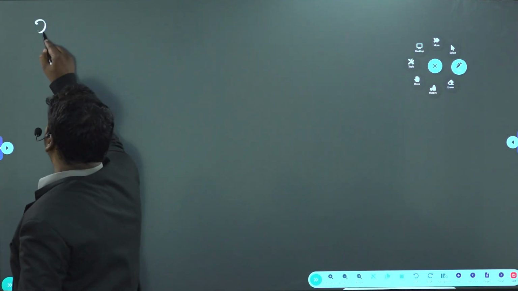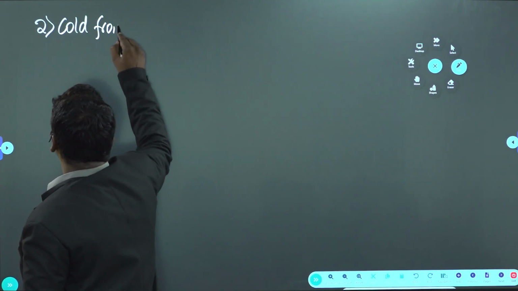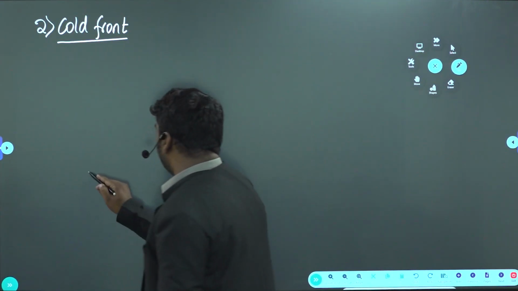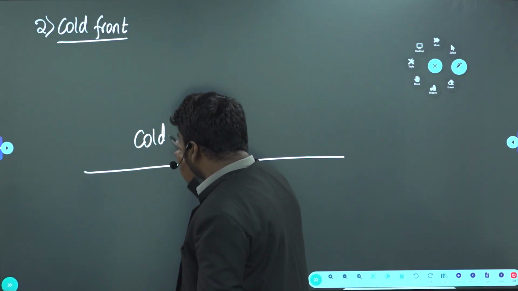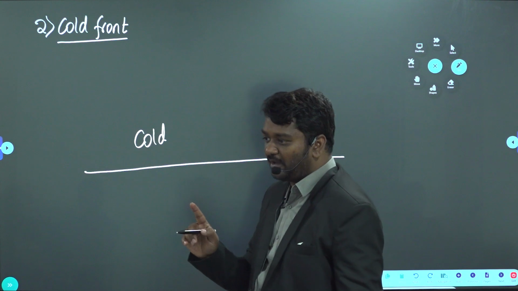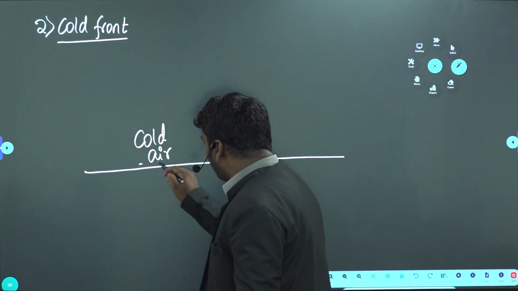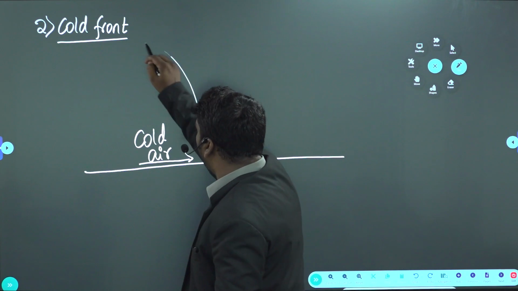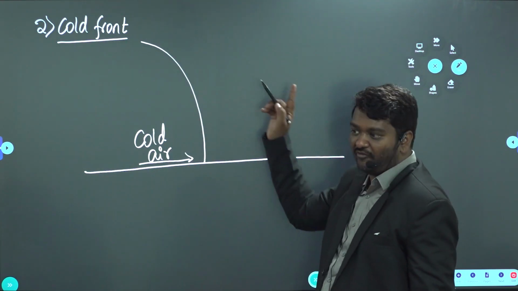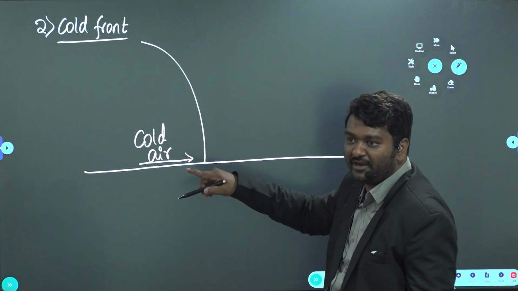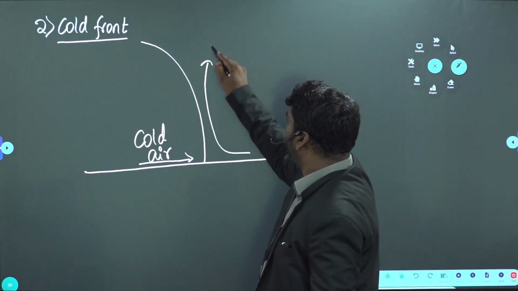Next, if we take cold front, what will happen in the cold front? Which air moves? See, rising is always warm air, but whenever cold air enters into warm air territory, then it becomes cold front. If warm air enters into cold air territory, it becomes warm front. So rising is which one?